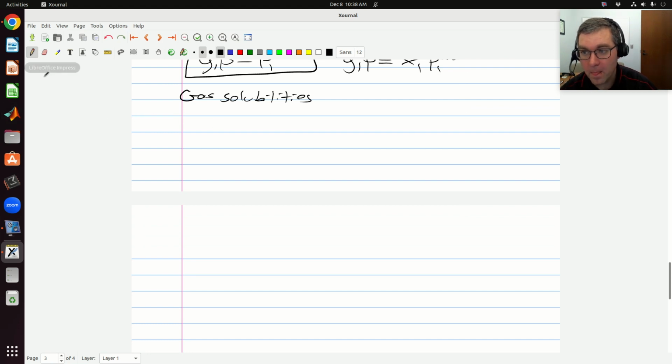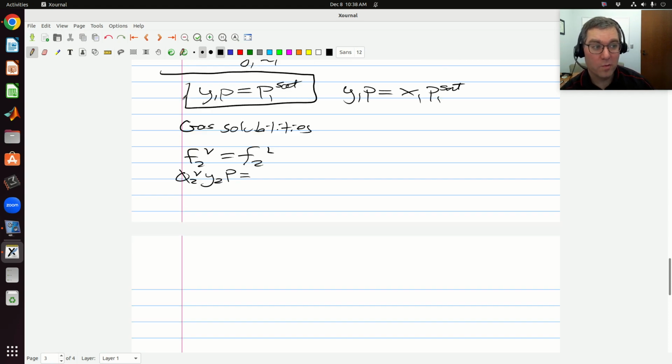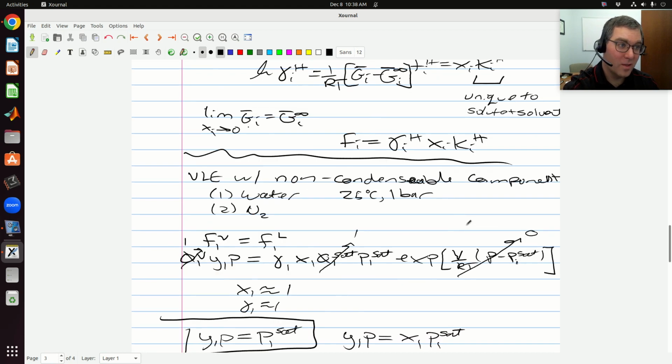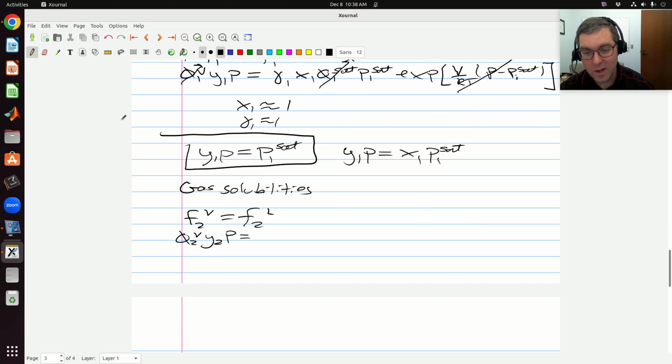In terms of gas solubilities, it's the same trick for component 2. For nitrogen, the fugacity in the vapor equals the fugacity in the liquid. In the vapor phase, I'm going to have phi2v times y2 times p. In the liquid, I expect the mole fraction of nitrogen to be really, really small, so the reference state I'm going to adopt is a Henry's law reference state, an ideal solution in the Henry's law context. On the right hand side, I'm going to write gamma iH times xi times KiH, where KiH is my Henry's law constant for nitrogen in water.